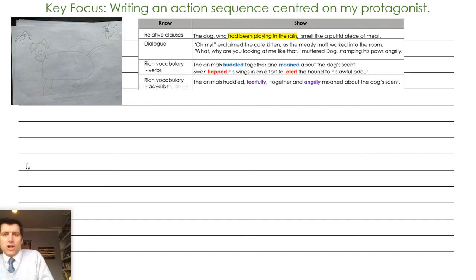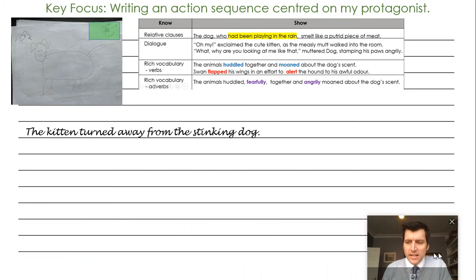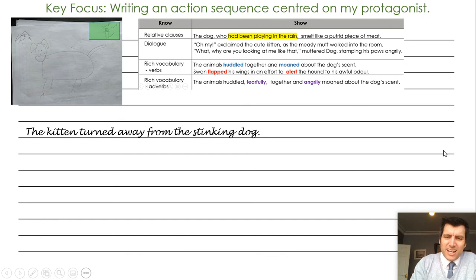Right, I've got my no-show. I've got some elements of the type of writing I want to include. And I know I'm going to think in this first instance about the cat. And I can see that the kitten, I've changed it from cat, the kitten turned away from the stinking dog. Okay, that's a simple enough sentence. So I've got what's happening and I've got in relation to which other character. But can I add more in?